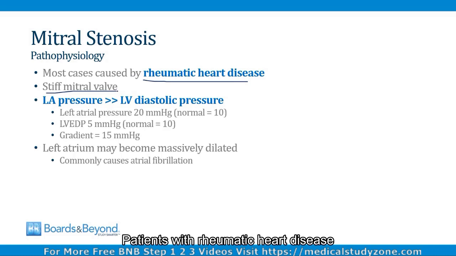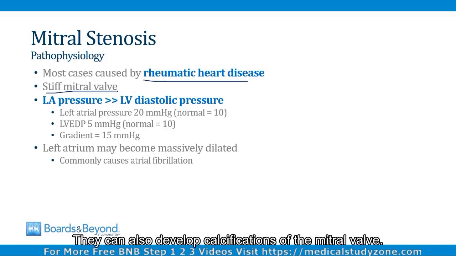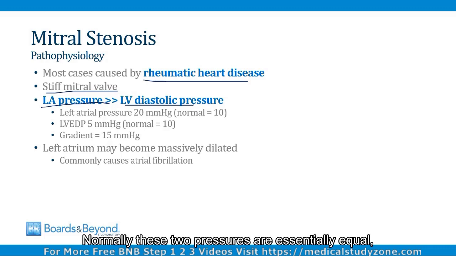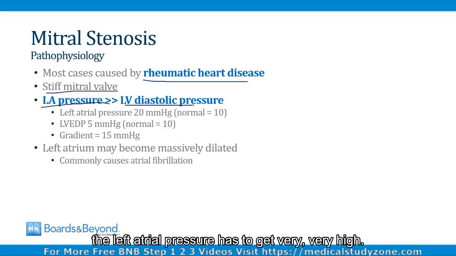Patients with rheumatic heart disease have fibrous tissue buildup on the mitral valve. They can also develop calcifications of the mitral valve. And as a result, those leaflets don't open and close normally. In terms of hemodynamics, what happens is the left atrial pressure will get much higher than the left ventricular diastolic pressure. Normally, these two pressures are essentially equal, but in order to open that stiff mitral valve, the left atrial pressure has to get very, very high.